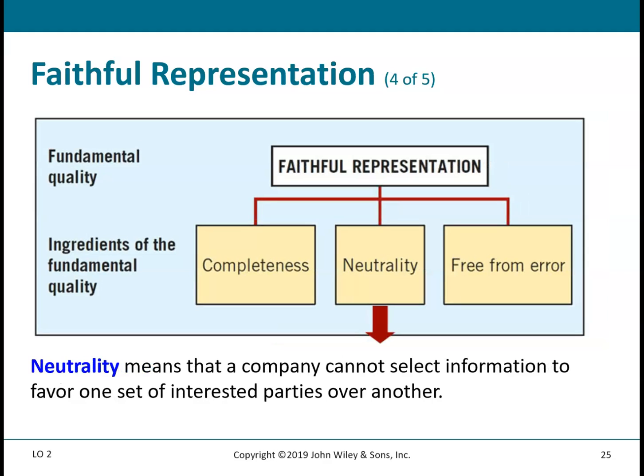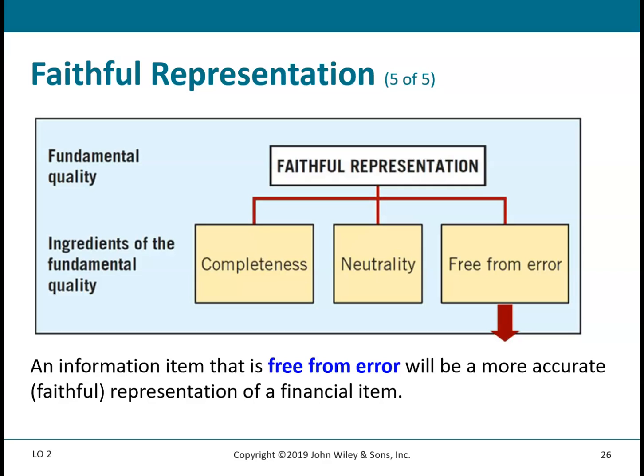Neutrality means that a company cannot select information to favor one set of interested parties over another. They have to remain neutral. The final ingredient for faithful representation is free from error. An information item that is free from error will be a more accurate, faithful representation of a financial item.